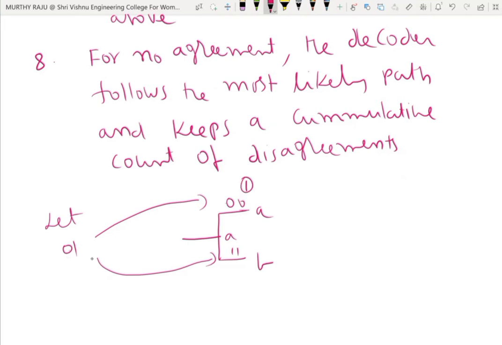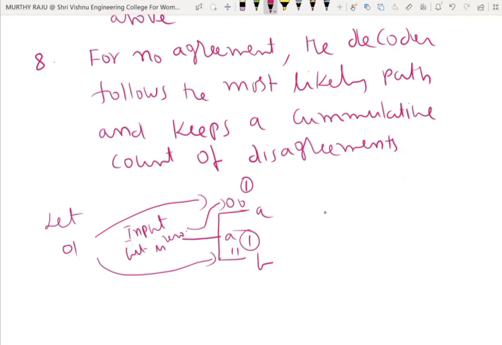0, 0 is the same. 1 is changed to 0. That means one difference is there. The disagreement count is 1. Here 0, 1, 1, 1, 1. Here 0 is changed to 1. Count 1. 1 is as it is. There is no change. That means the disagreement count is 1. Both are the same. Therefore, the decoder follows the upward direction. That means the information input bit is 0. Upward direction means input bit is 0.